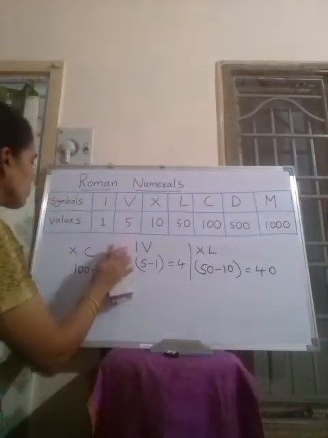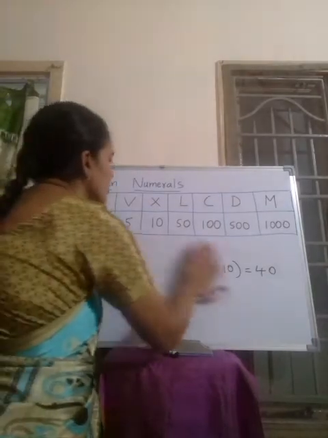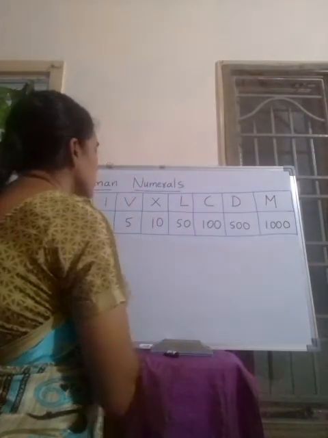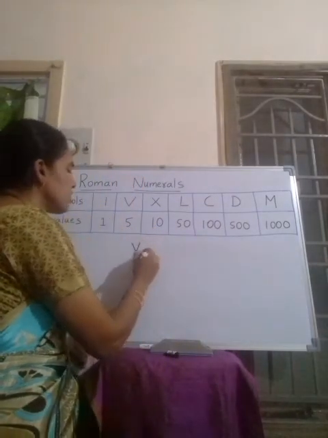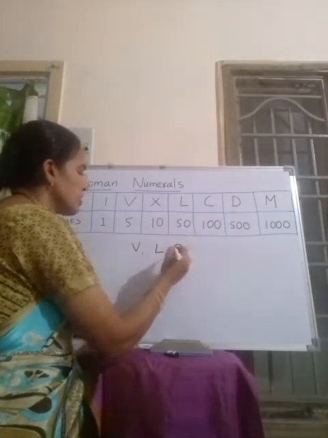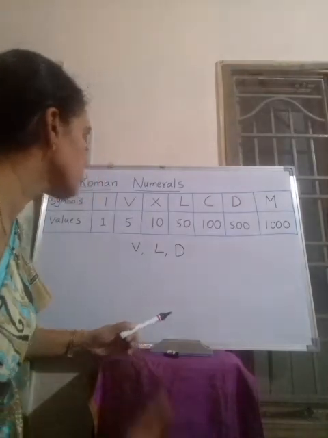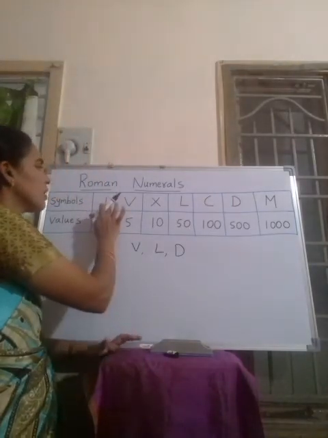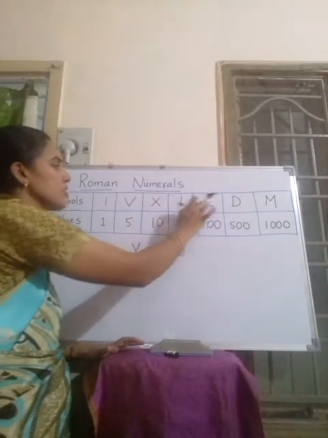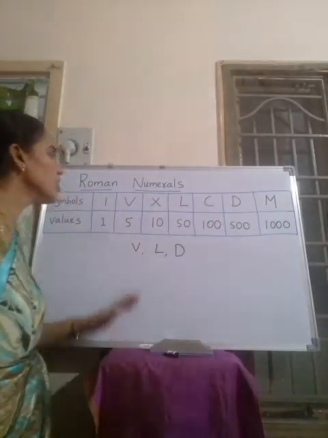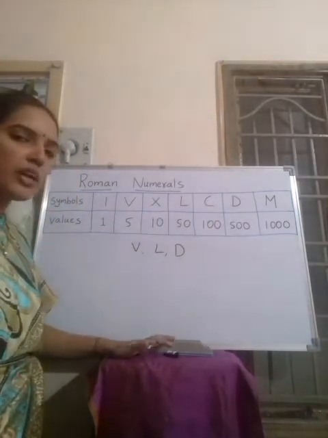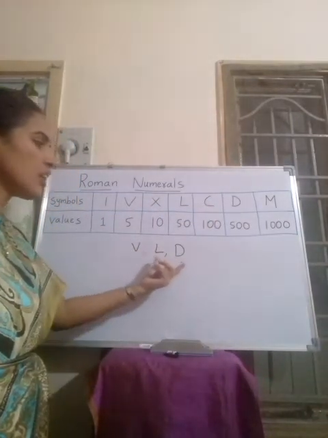And here one more important point is, we cannot subtract the symbols V, L and D. These symbols cannot be subtracted. Which symbols can we subtract? We can subtract I, we can subtract X, we can subtract C. Only these symbols we can subtract, but we cannot subtract V, L and D.